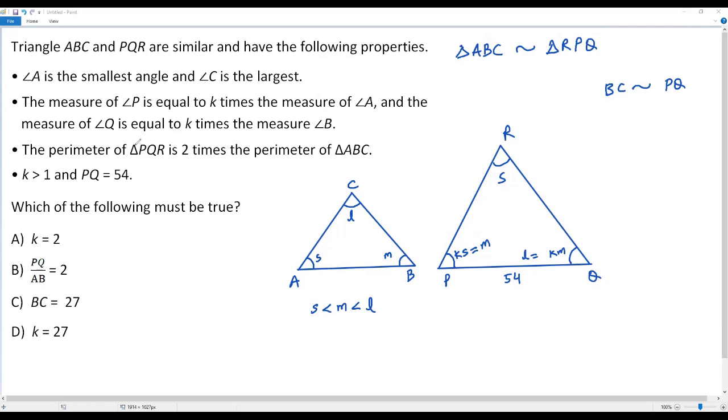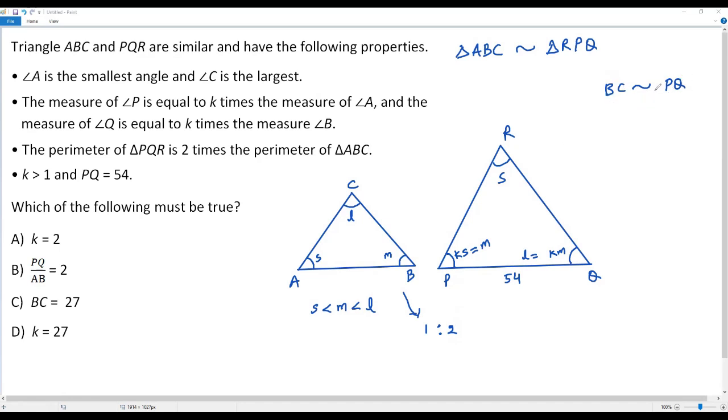Okay, now let's consider this information. The perimeter of triangle PQR is 2 times the perimeter of triangle ABC. Now let me assume the perimeter of triangle ABC is just 1. Then what is the perimeter of triangle PQR? It is 2 times the perimeter of triangle ABC. 2 times 1 is 2. Here I got the perimeters of the two triangles, that is 1 to 2. Since the two triangles ABC and PQR are similar, in whatever ratio we have their perimeters, in the same ratio we have the corresponding sides BC and PQ.